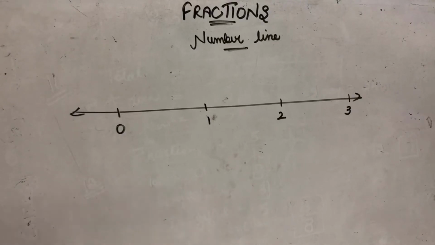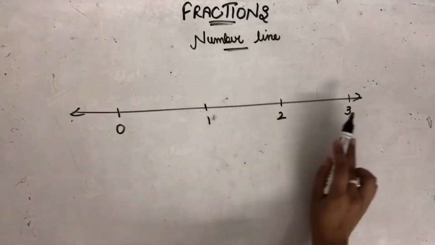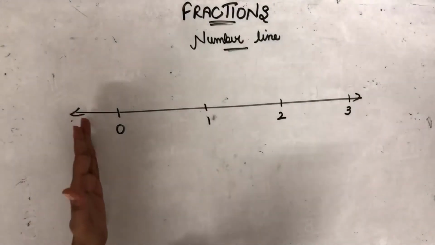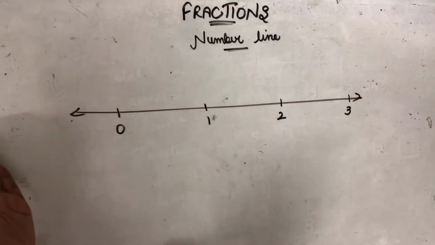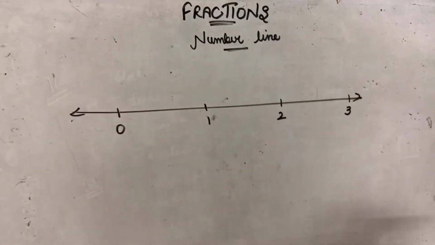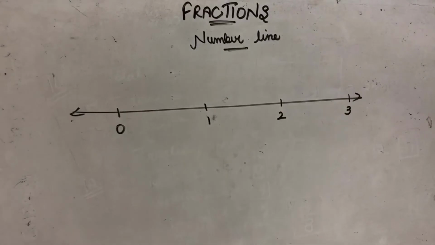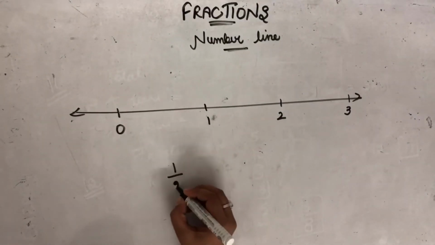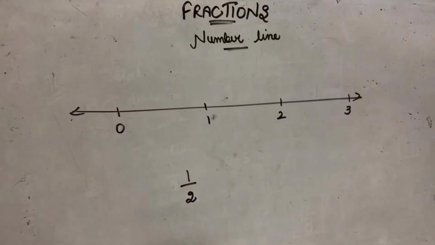This is the first point. Second point, arrows should be made on both the sides. Arrows signify that we can extend this number line to the left hand side also and to the right hand side also. Now next, you have to represent a fraction on number line. Let's say the fraction is 1 upon 2. You have to represent 1 by 2 on number line.